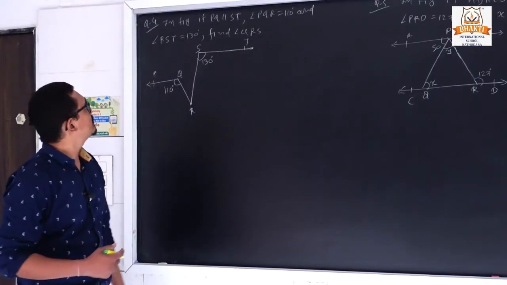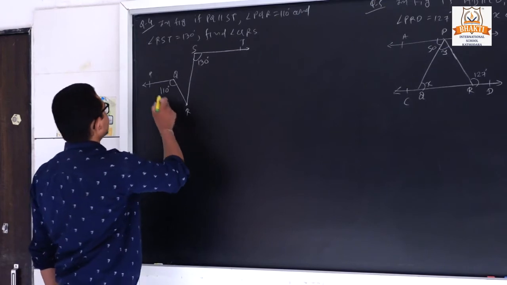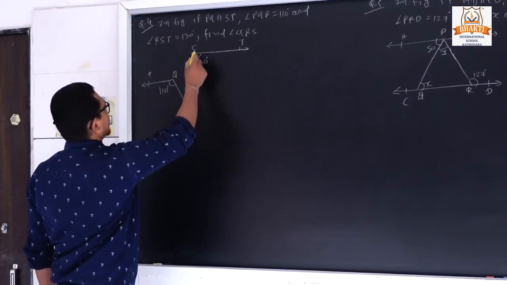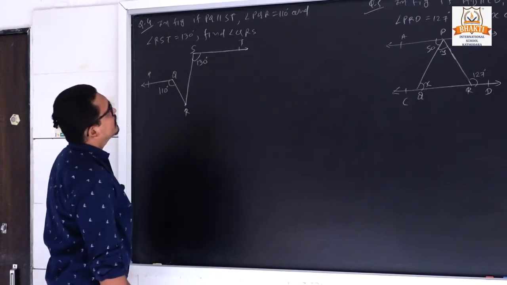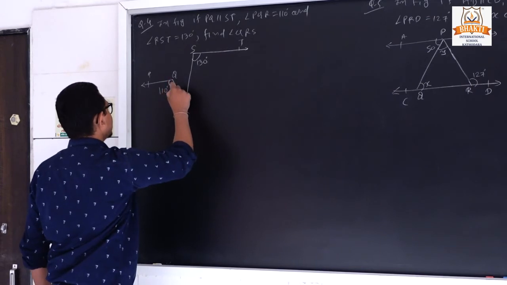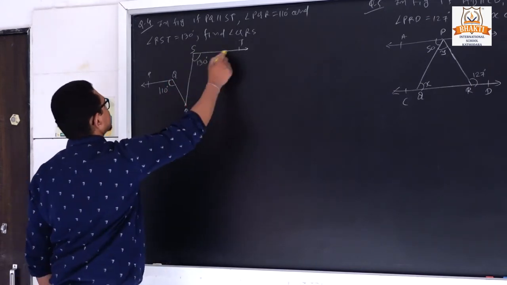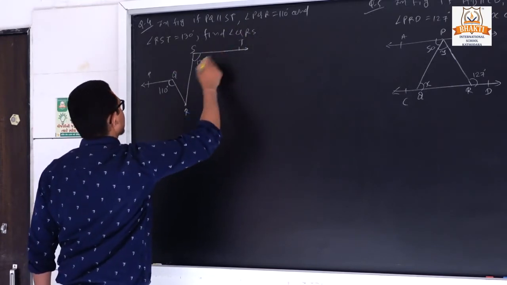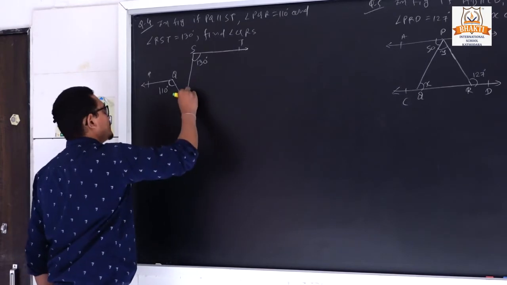Question number 4. In a figure, PQ and ST are parallel. PQ and ST, these both are parallel to each other. And angle PQR is 110. PQR is given 110, and RST is 130. RST is 130. So find QRS. It means we need to find this angle.